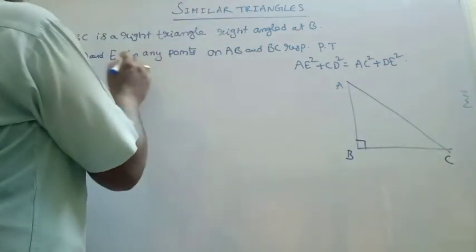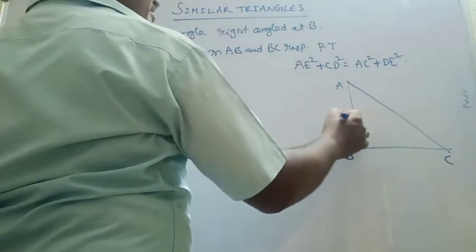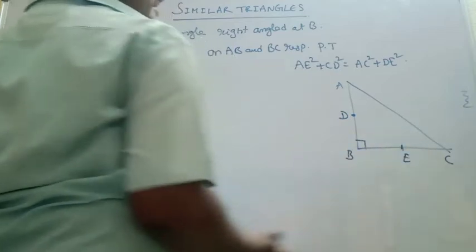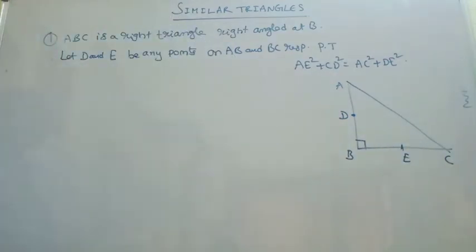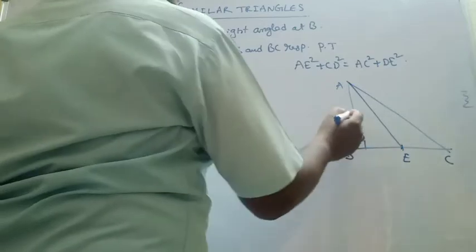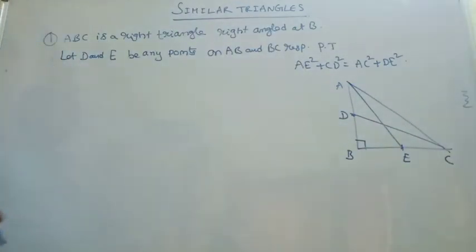And you have here D and E as any points. D is any point on AB and E is any point on BC, respectively. Then we need to prove that AE square plus CD square is equal to AC square plus DE square. Let us join here like this. That is what we require to prove.